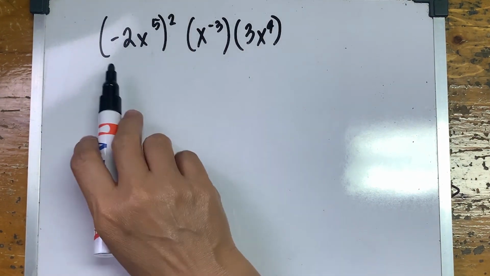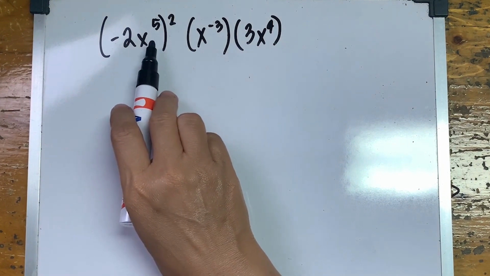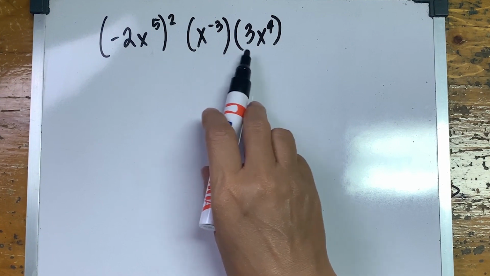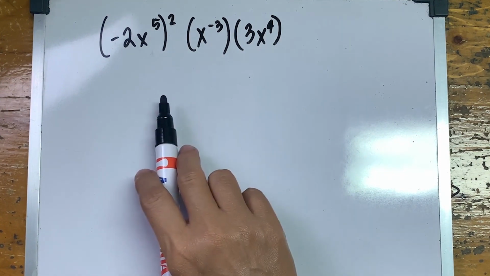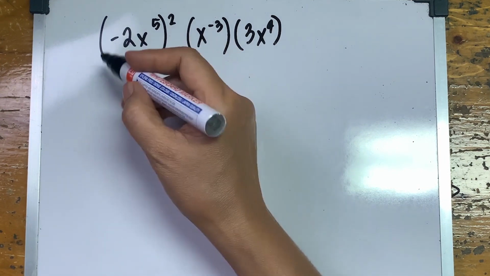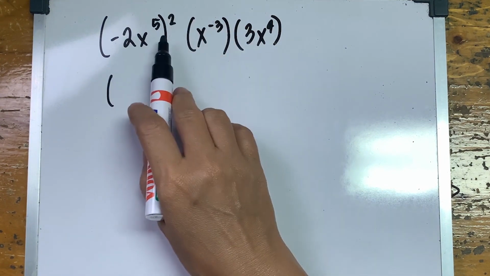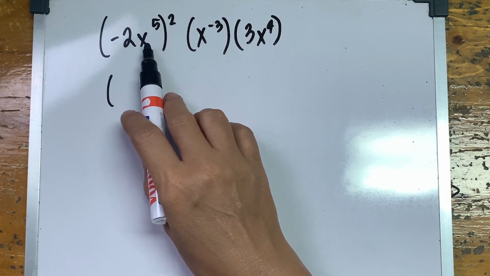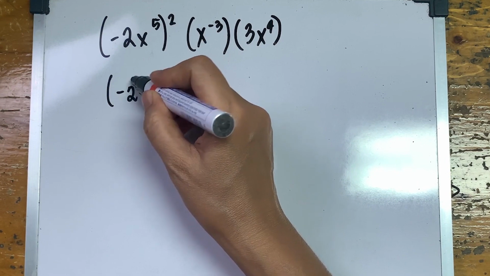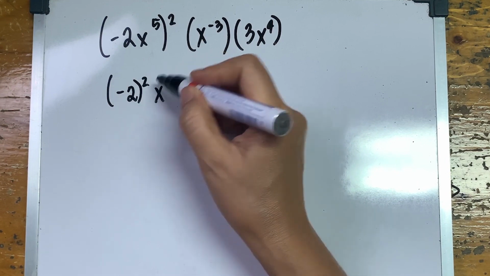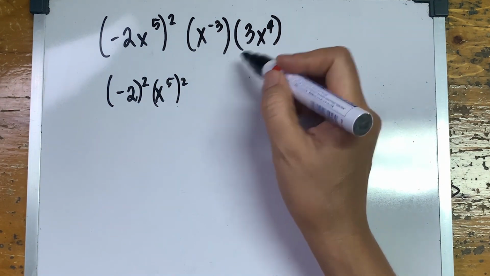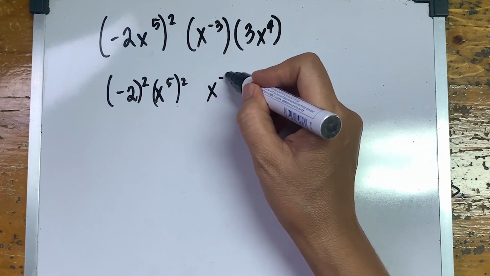And for our next example, quantity negative 2x to the 5th power raised to 2, x to the negative 3 times 3x to the 4th. Again, let's work on the exponent outside the parentheses. So this means that we have to raise everything inside with that exponent of 2. So this one is negative 2 raised to 2 times x 5 raised to 2. And then just copy the others.